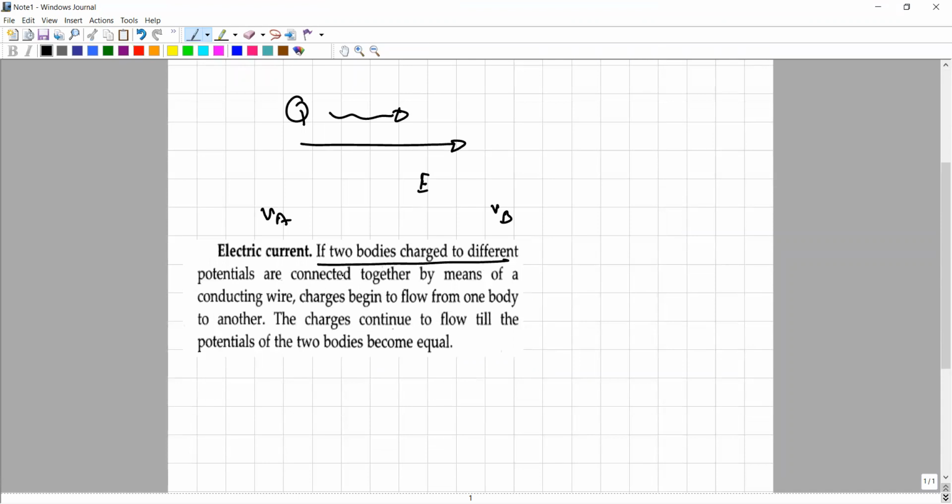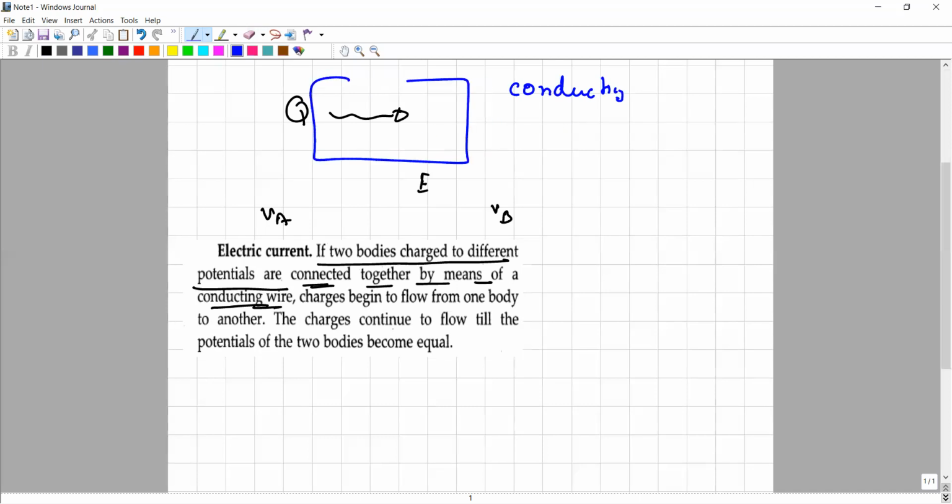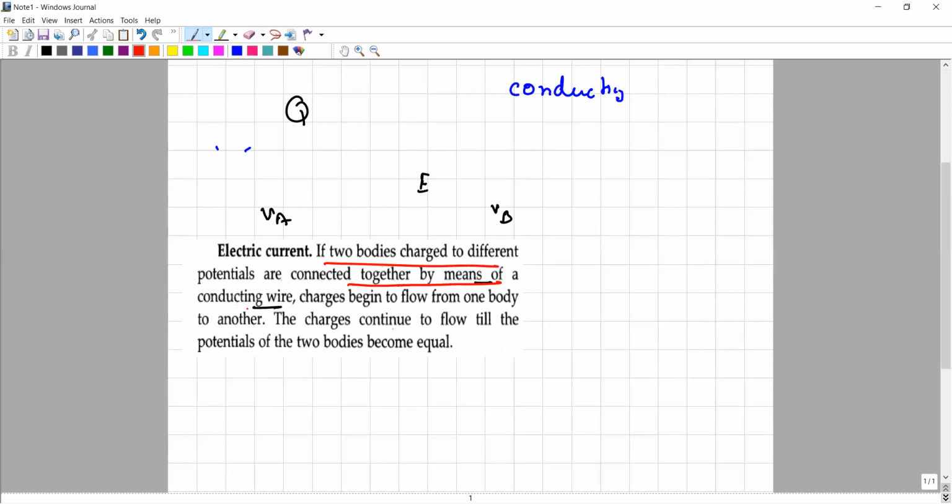If two bodies charged to different potentials are connected together by means of a conducting wire, then, if you want the charge to flow, you must provide a conducting medium in between. If you keep an insulating medium, obviously the charge is not going to flow. So when two bodies charged to different potentials are connected by a conducting wire, charge begins to flow from one body to another, and charge continues to flow till the potentials of the two bodies become equal. This is very important.